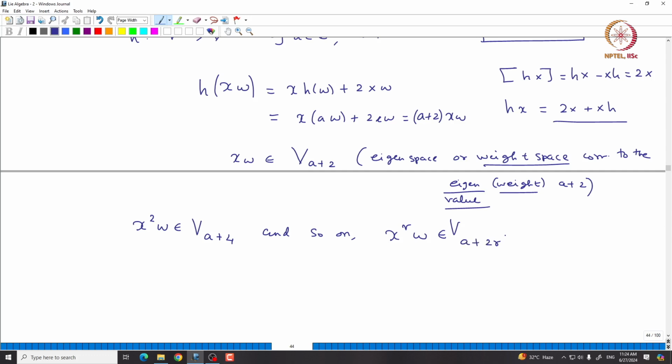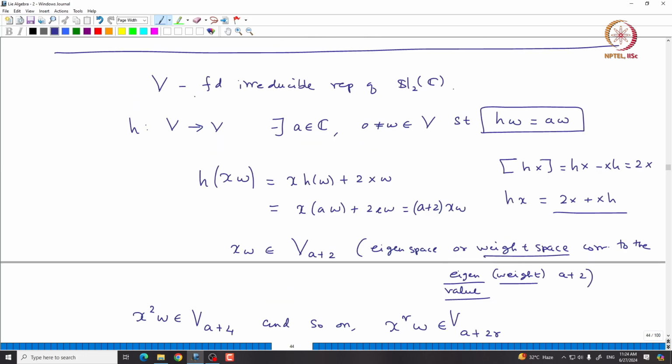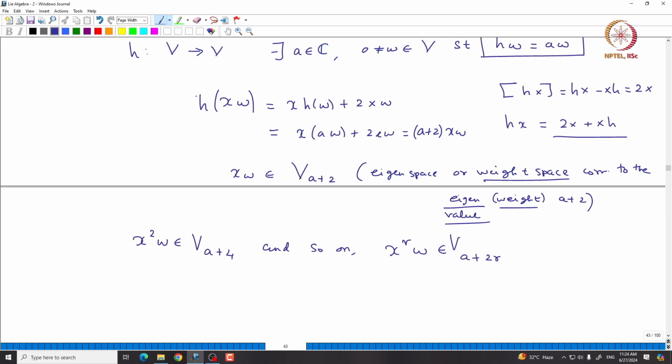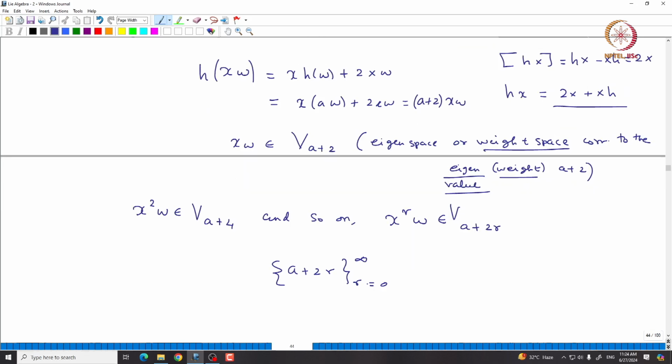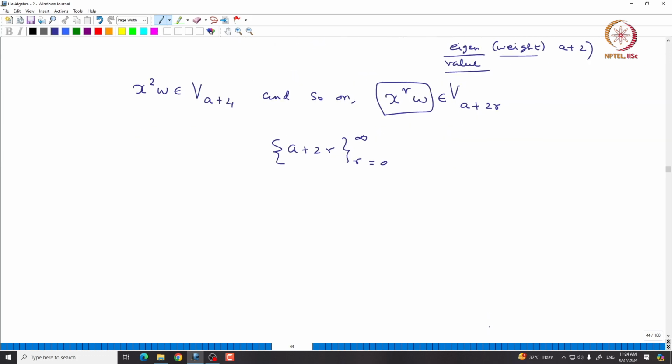So, now note that if we are working with the finite dimensional irreducible representation, then given a, we can look at these numbers a plus 2r, where r is going from 0 to infinity, they are all distinct numbers. So, in particular not all these x power r w will be 0. Okay, only finitely many will be nonzero. So, that means there exists some k such that x power k w will be 0. So, we can choose the smallest such k.